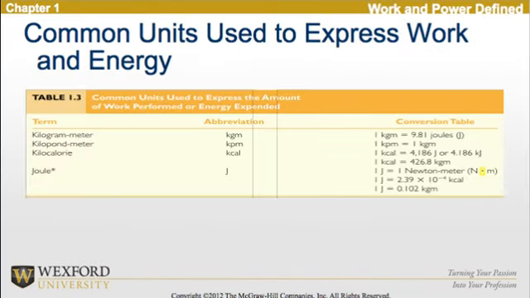So in the table below, you're going to be able to look at the common units used to express work and energy. Like I mentioned before, if you have 1 kilogram meter, it's going to be equal to 9.81 joules. There are other examples that are going to make it easy for you to solve problems that pertain to measurements that we look at in the future. So please take your time and familiarize yourself with these common units.